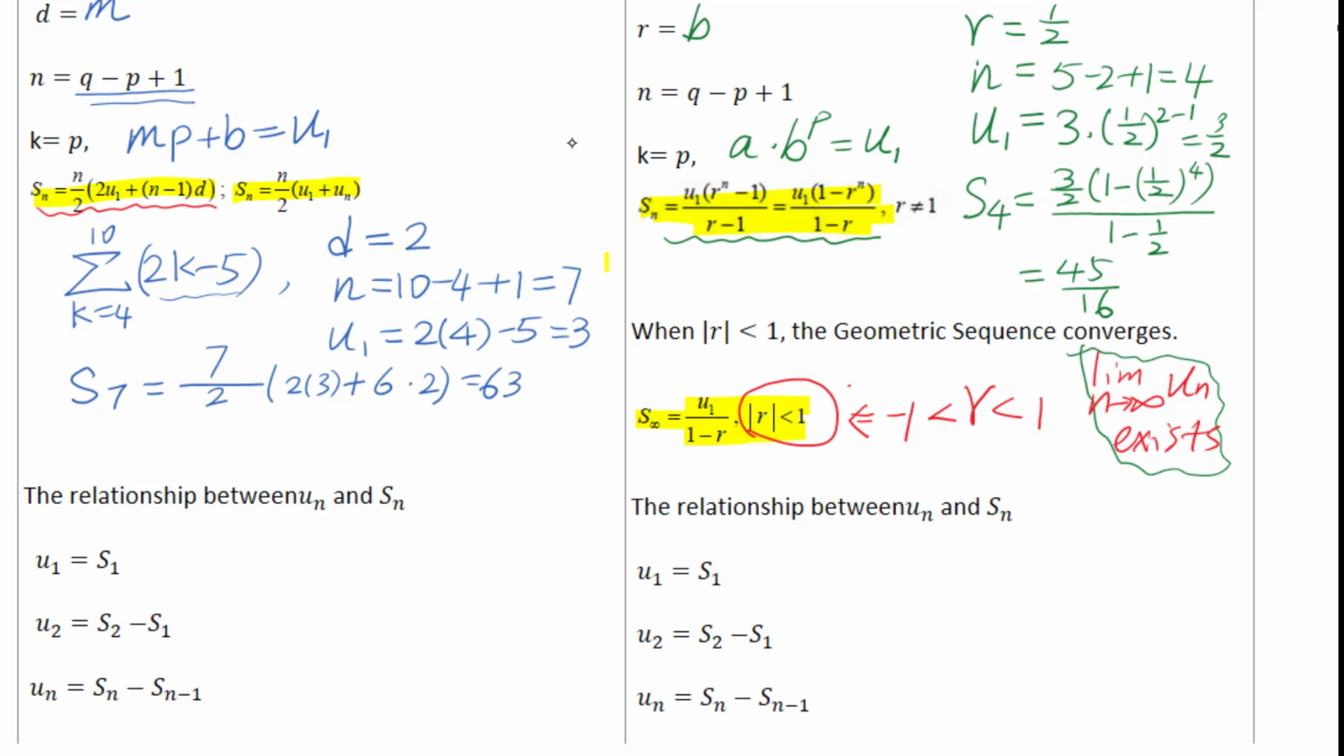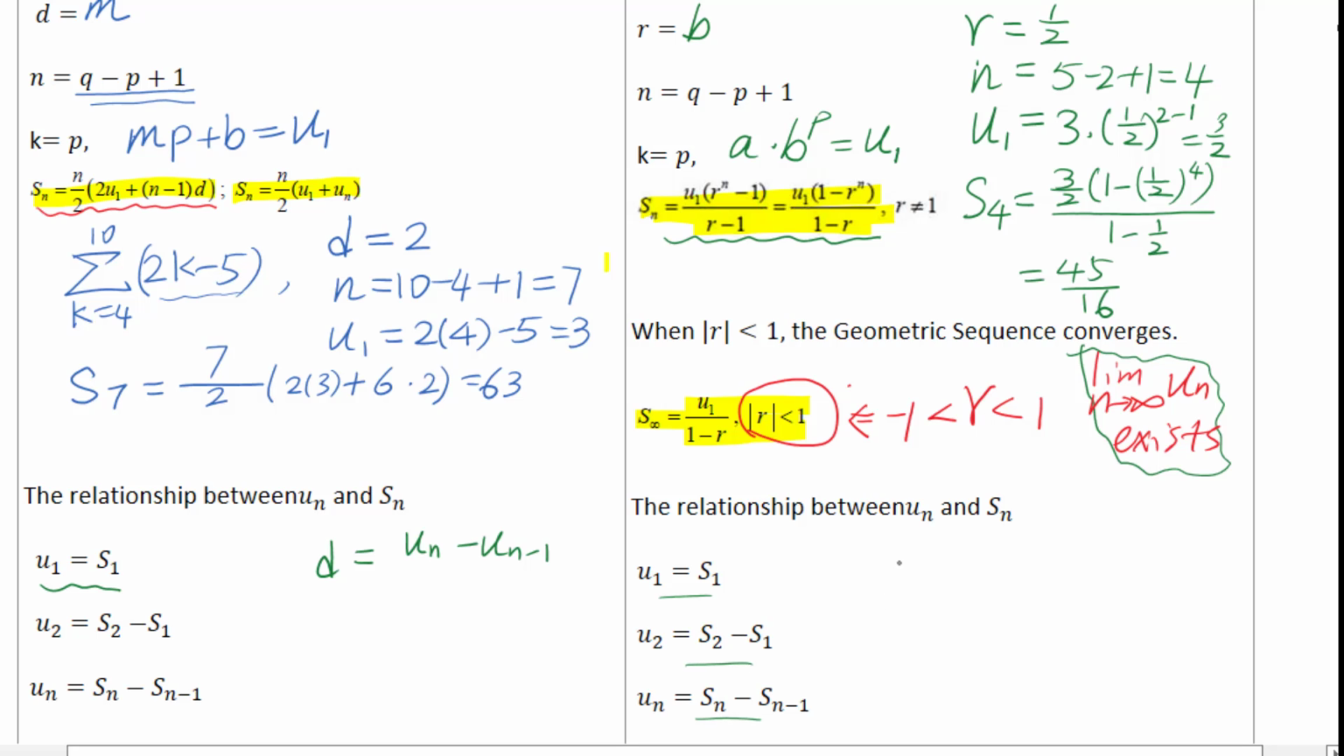Let's talk about the relationship between U sub n and S sub n. The first term, U sub 1, equals S sub 1. The second term equals S sub 2 minus S sub 1. And U sub n equals S sub n minus S sub n minus 1. We do know D equals U sub n minus U sub n minus 1 for an arithmetic sequence. For a geometric sequence, it is the same idea, and U sub n over U sub n minus 1 equals R.